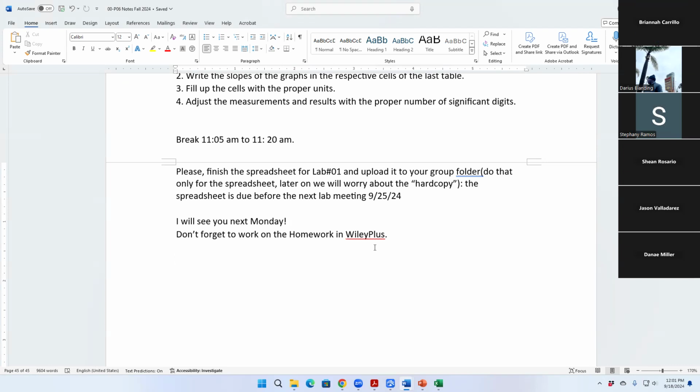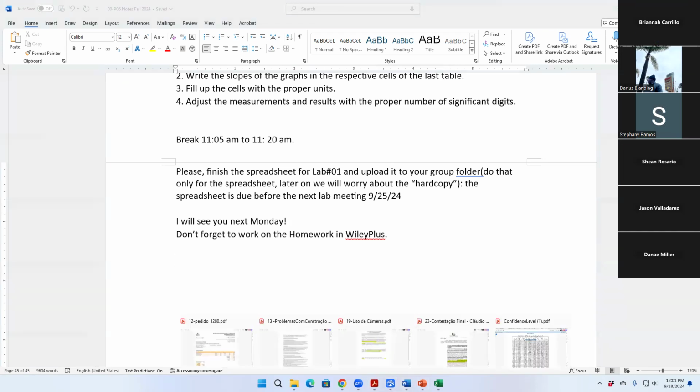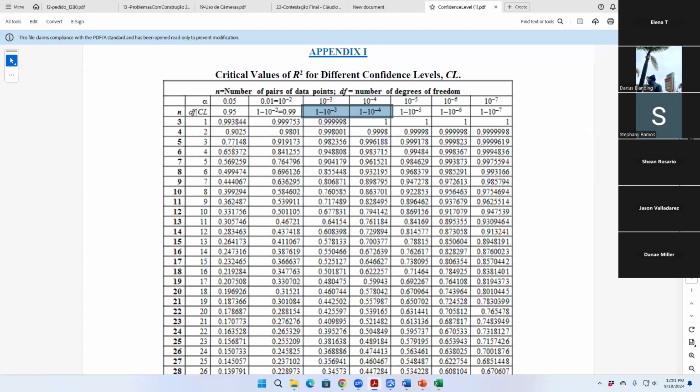Sure. So my R squared is 0.9927. So would the maximum be 10 to the negative 3? Let's see. 9927, you said? Is that what you said?